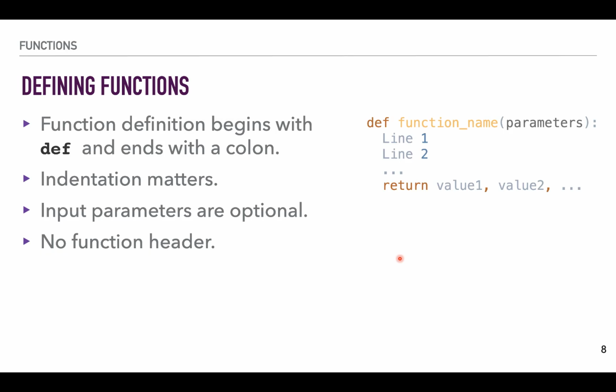In the following slides, we will go over defining functions in Python. Unlike Java or C, functions in Python don't have types when we define them. A function definition starts with the keyword def and ends with a colon. A function block is indented. And you may have input parameters, but a function may not have these parameters. Finally, a function in Python may return more than one value.